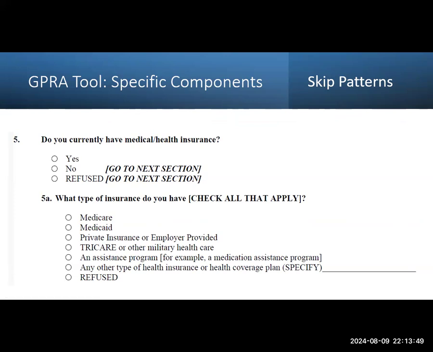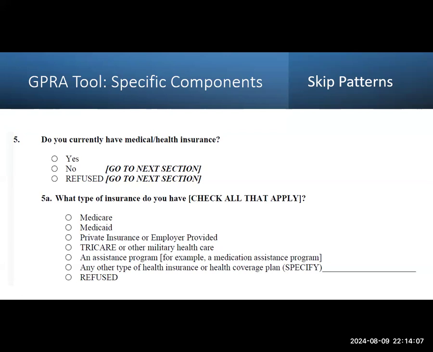Here, you would ask the client the first part of the question, do you have medical or health insurance? And provide the response options in lowercase letters, so yes or no. If a person answers no or refuses to answer the first part of question 5, you'd follow the instructions that say go to the next section.